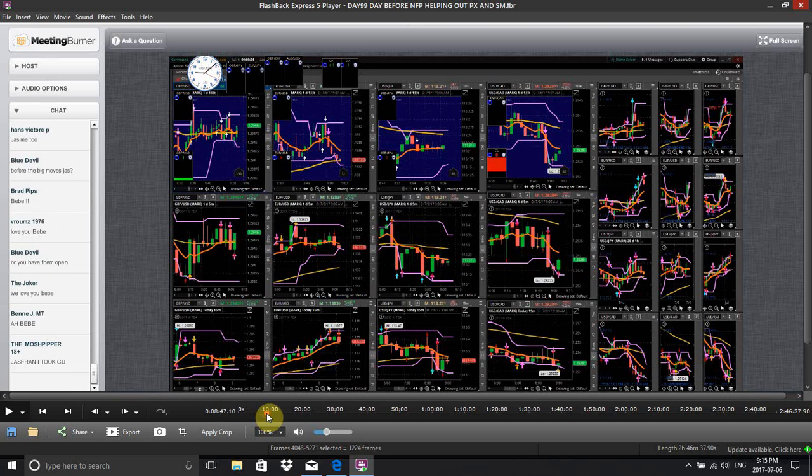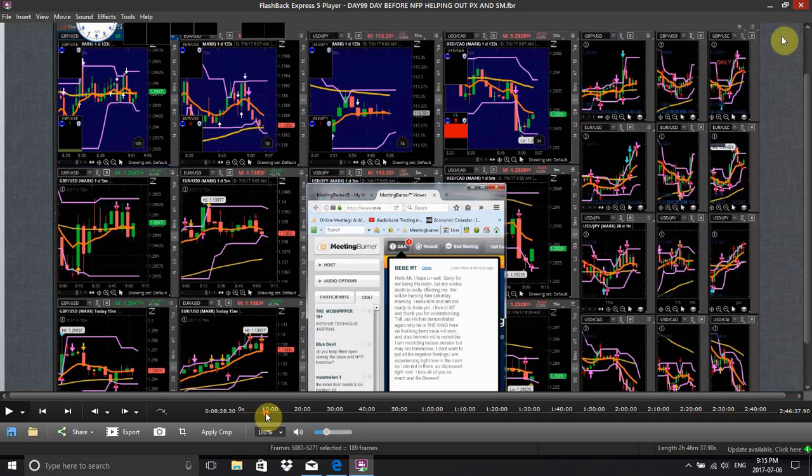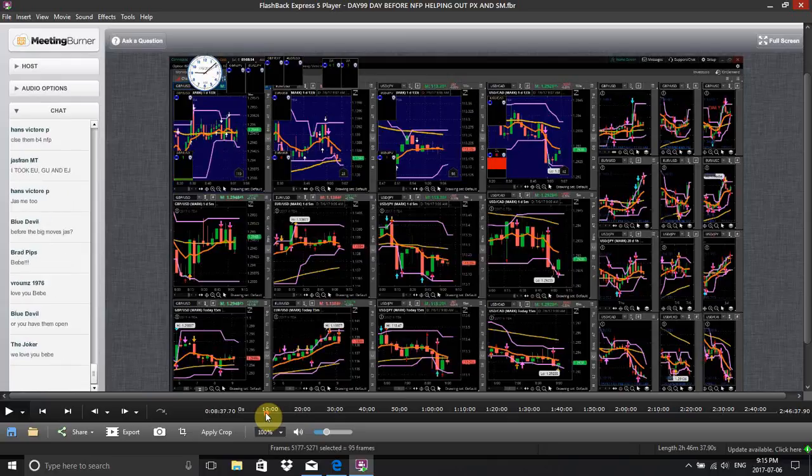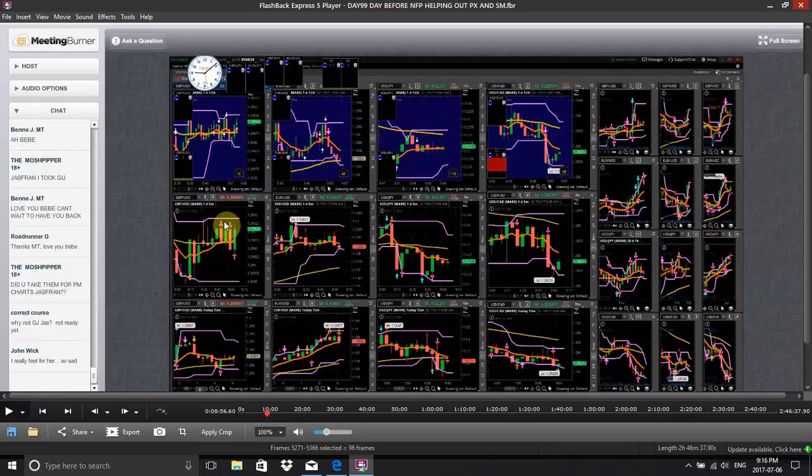Let's see if we get it. Okay, so the green came. Okay, oops. So the green appeared just before you enter your trade, and you're in.